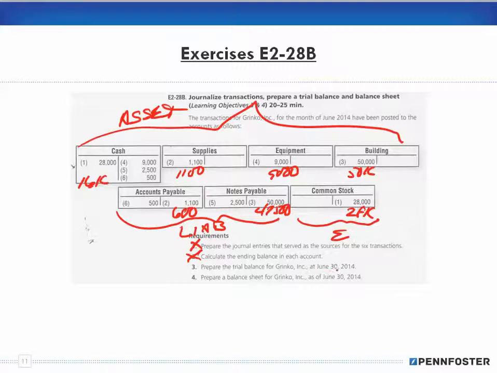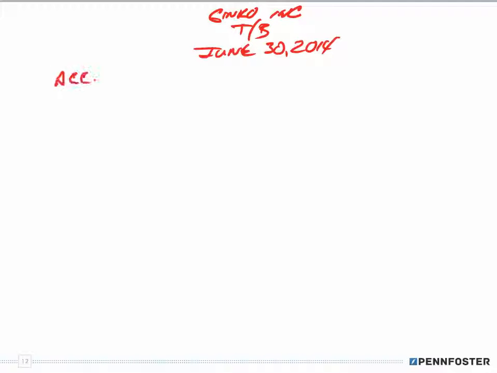Ginkgo Inc. at June 30th. So on the next slide here, Ginkgo Inc. and then trial balance. Of course, I'm abbreviating, and this was for June 30th, 2014. And so my accounts, and I have debits and I have credits.